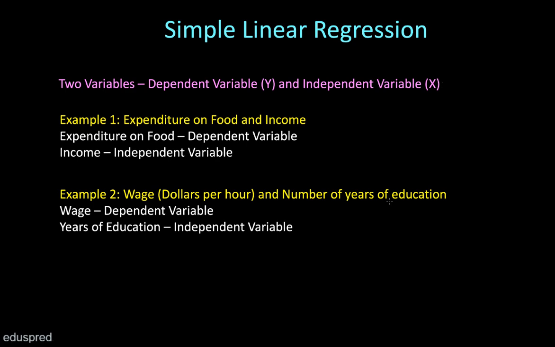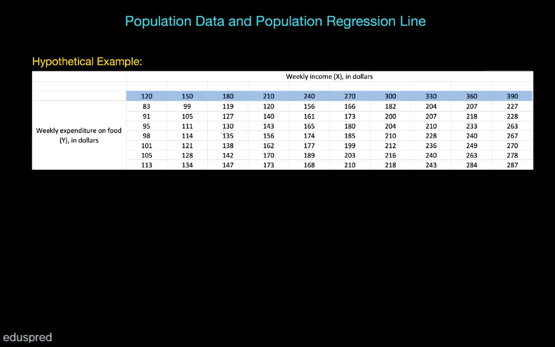Now let's proceed one step further and try to understand the structure of the regression equations for the population. As you can see on the screen, there is some data and the heading is hypothetical example. First of all, let's understand why we are working with this hypothetical example. While doing econometrics, you have to learn the structure of the regression equations for the population and for the sample. In this video, we are trying to learn the structure of the regression equation for the population.